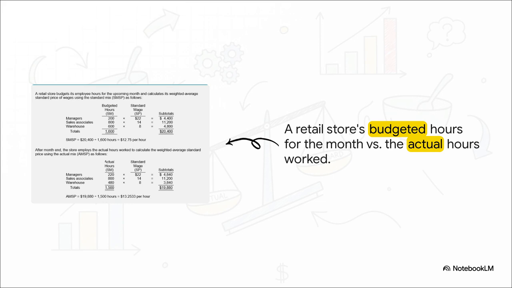Here's our evidence. The store planned its staffing mix on the left, but what actually happened is on the right. Now notice the big changes. Manager hours went way up, from 100 to 120, but warehouse hours dropped like a rock, from 500 to 380. That is a huge shift toward more experienced and more expensive labor. Let's see how it all played out.